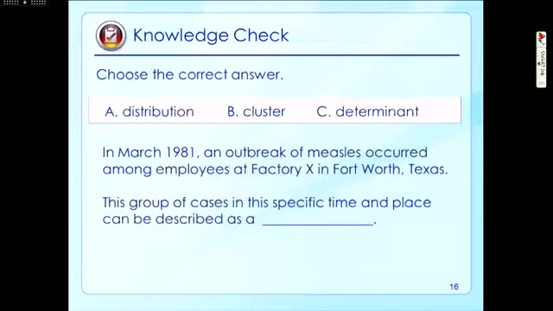And for our final one, in March 1981, an outbreak of measles occurred among employees at Factory X in Fort Worth, Texas. This group of cases in this specific time and place can be described as which of the terms on the top of the slide? Well done. The correct answer is B, cluster.